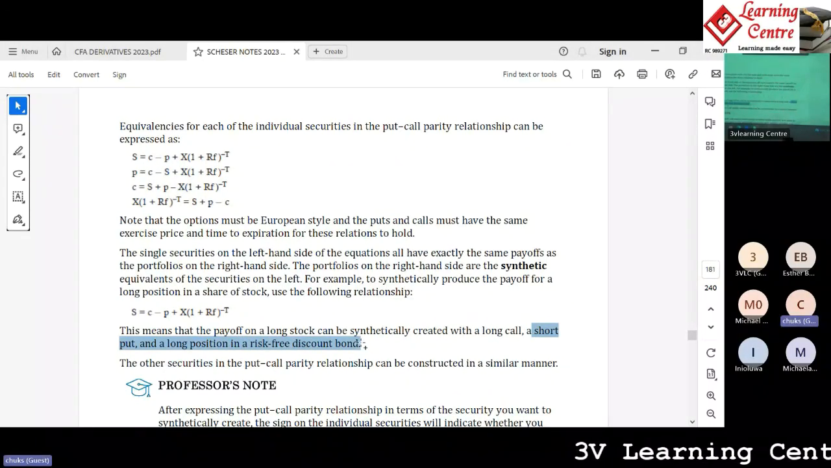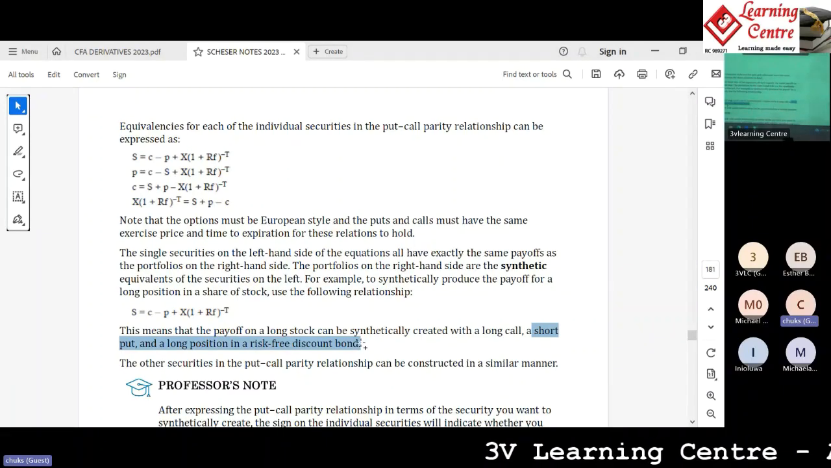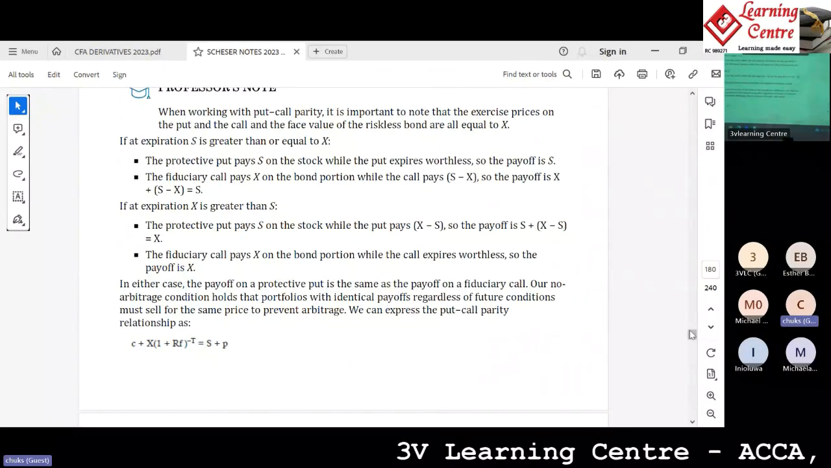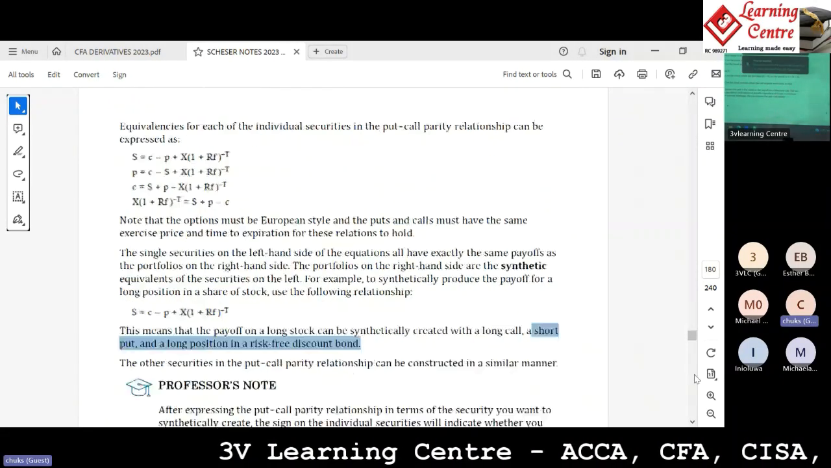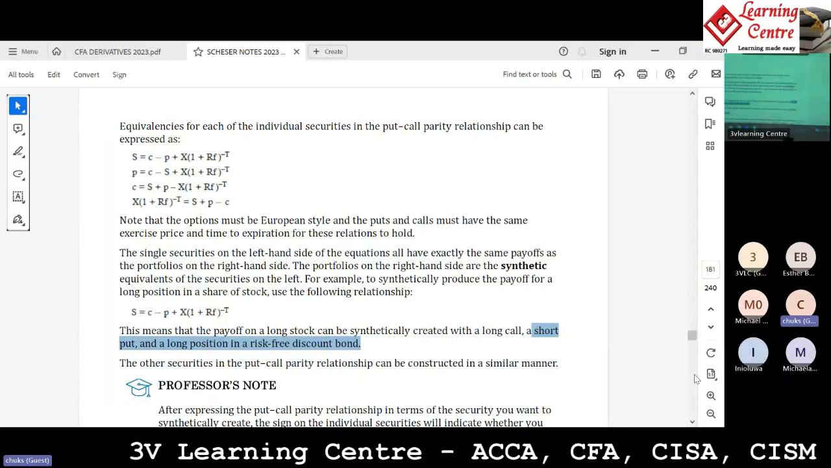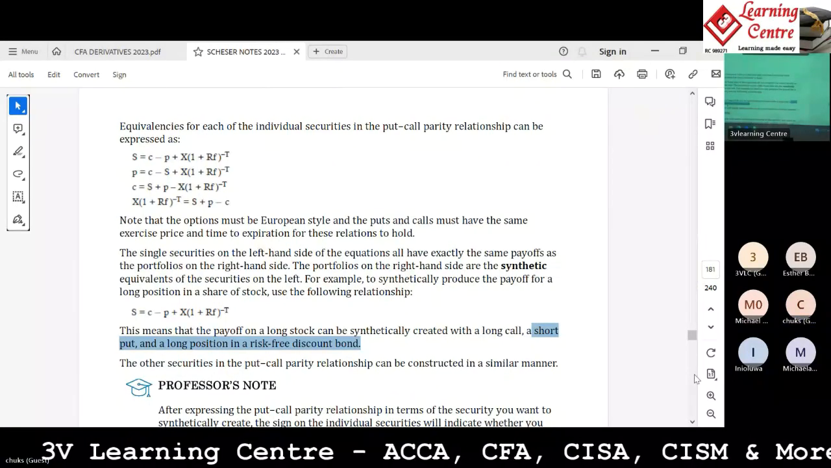So that's to balance the equation out based on these formulas that we have used before, which is where we said the protective put must be equal to the fiduciary call, basically.